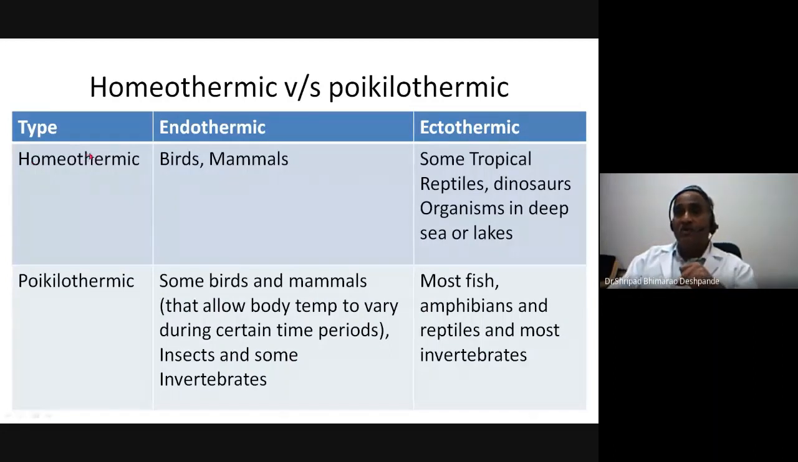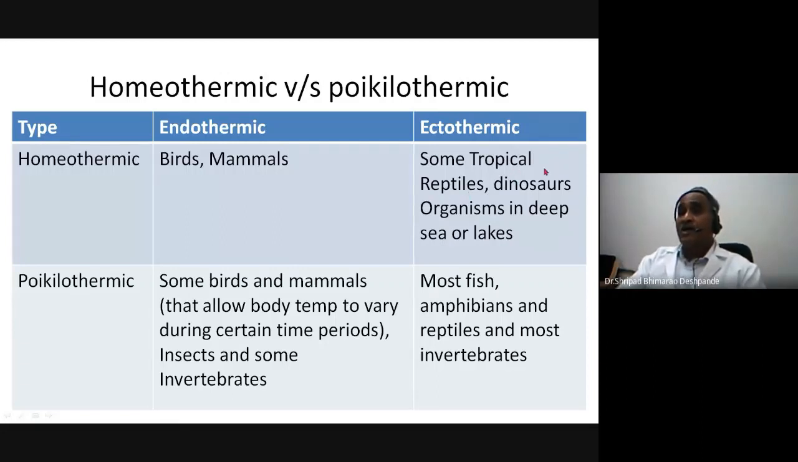Now in the homeothermic, we have endothermic. Endothermic means internal regulators, and the birds and the mammals are the homeothermic, endothermic animals. So these are homeothermic animals which are internally regulated. Okay, so now there are certain homeothermic animals which are controlled by external means, externally regulated. That means the external environment regulates them.